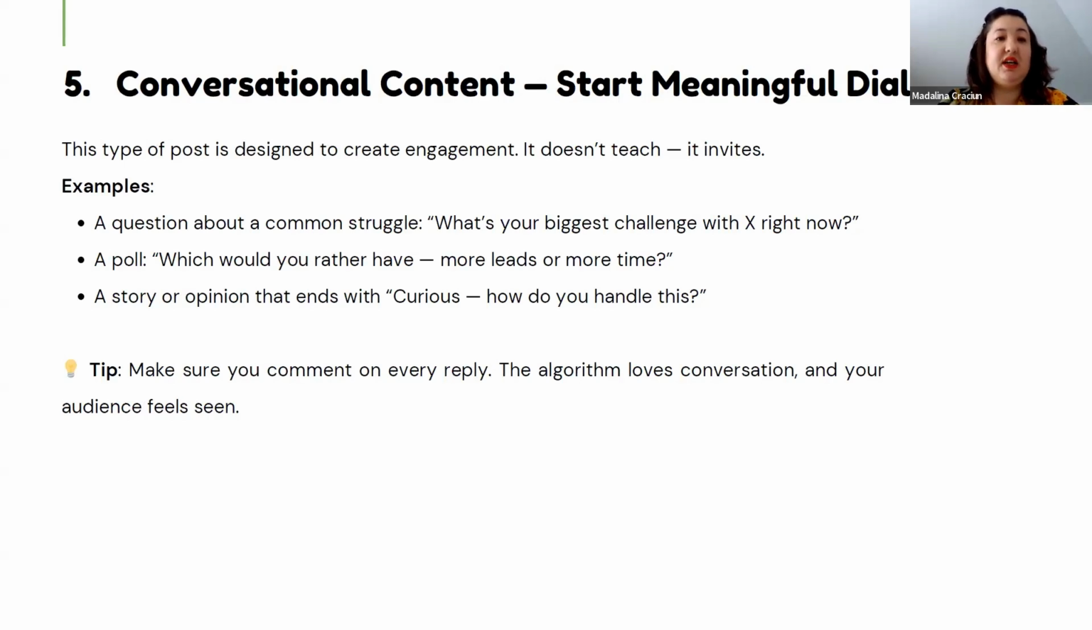Another type of content is conversational content. Start a meaningful dialogue. This is a type of post that is designed to create engagement. It doesn't teach, it invites. As examples: a question about a common struggle, like "What's your biggest challenge with this right now?" A poll: "Which would you rather have, more leads or more time?" A story or opinion that ends with a curious "How do you handle this?" Make sure you comment on every reply. The algorithm loves conversation, and your audience will feel seen.